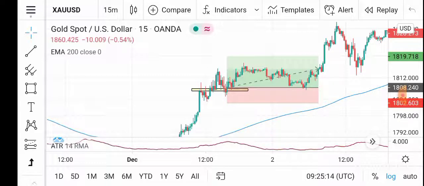Do your own due diligence, trade at your own risk. I am not a professional trader. I have never claimed to be a professional trader, so trade at your own risk, guys.